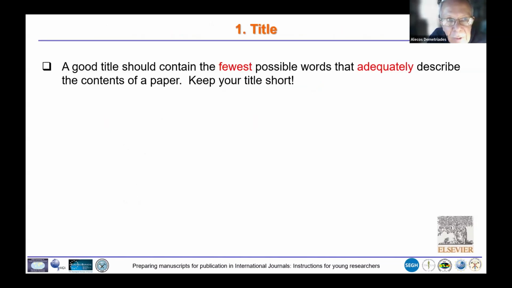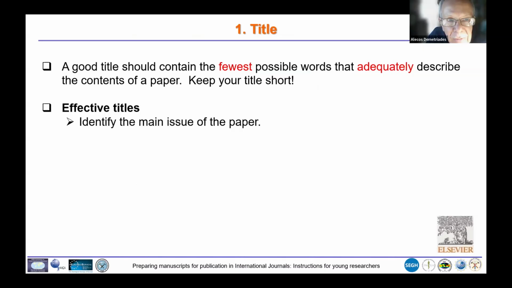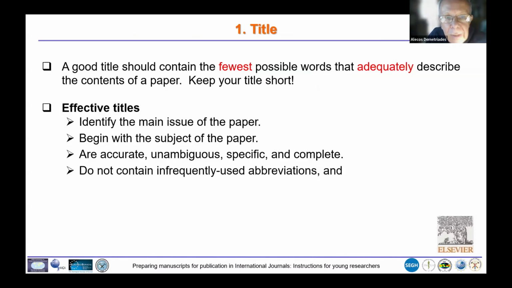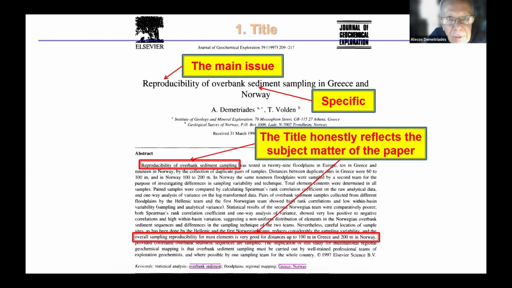The title. A good title should contain the fewest possible words that adequately describe the contents of a paper. Keep your title short. Effective titles identify the main issue of the paper. Begin with the subject of the paper. Are accurate, unambiguous, specific, and complete. Do not contain infrequently used abbreviations, and they attract readers. You promote your work with the title, if it's attractive.